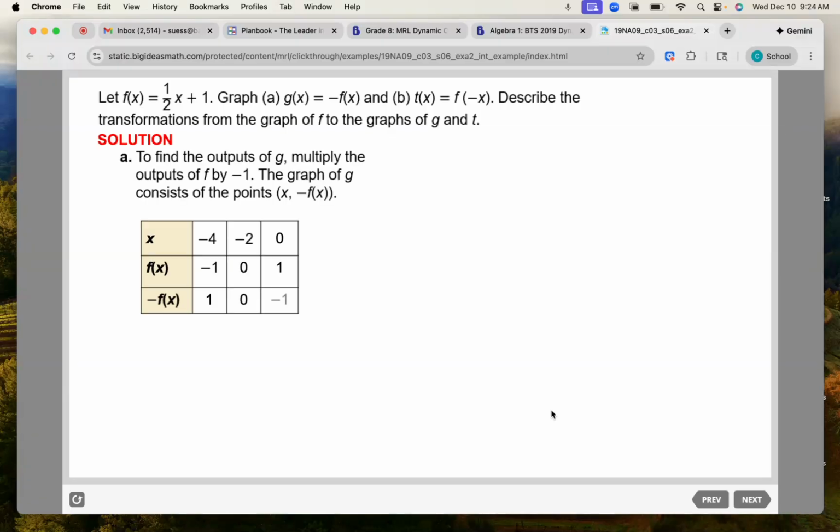Oh, they made an output table. Gross. I'm not doing an output table. All right, so when you graph it, here's your original equation: 1/2 x plus 1. So my y-intercept is 1. Y-intercept is plus b. And then my slope is up 1/2. So then the other point is there.